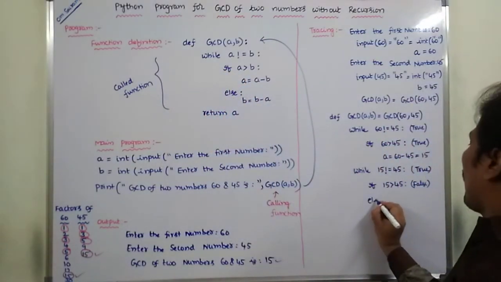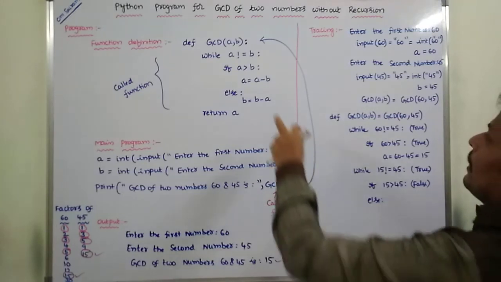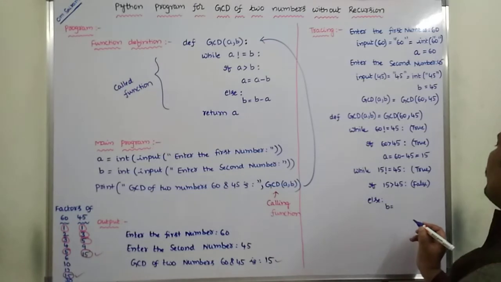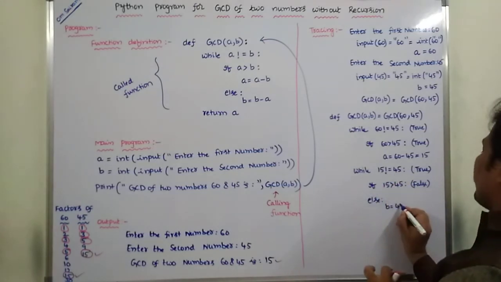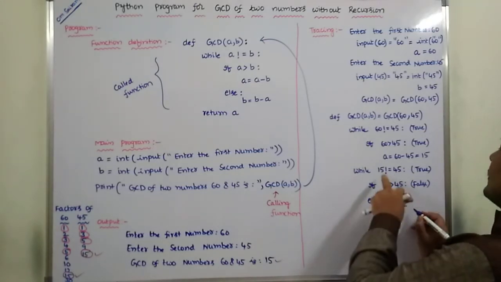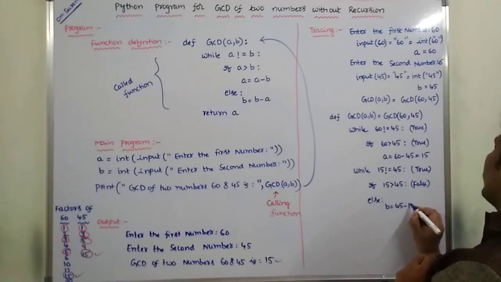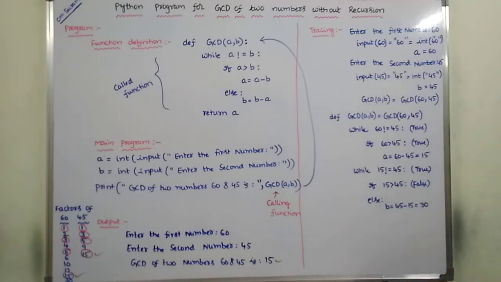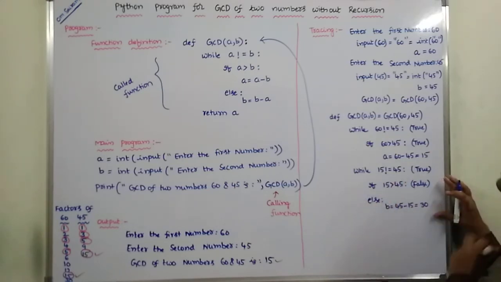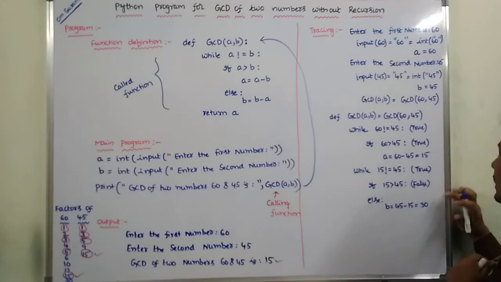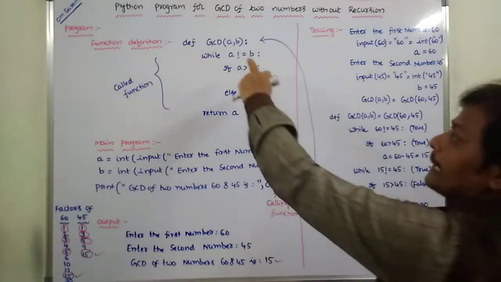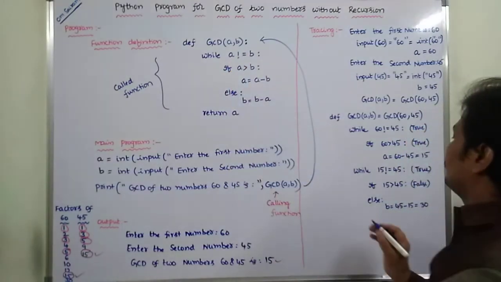In the else block, b is equal to b minus a. B value is 45, a value is 15. 45 minus 15, that is 30. Okay, so now a value is 15 and b value is 30. Again it goes to the while loop, until the condition fails.